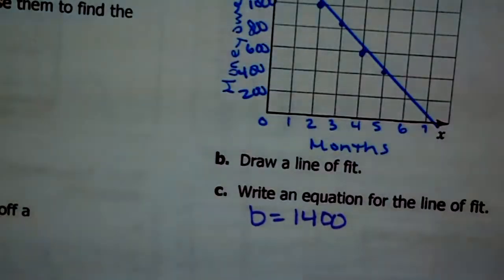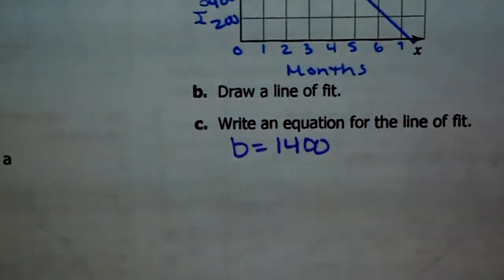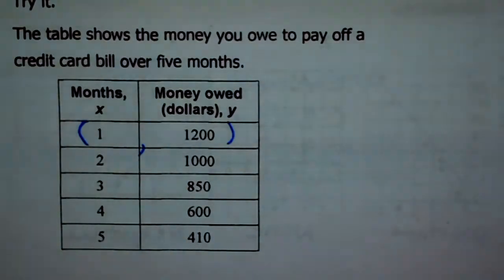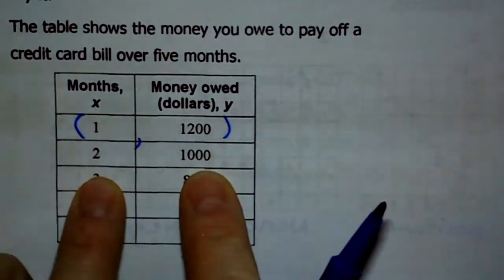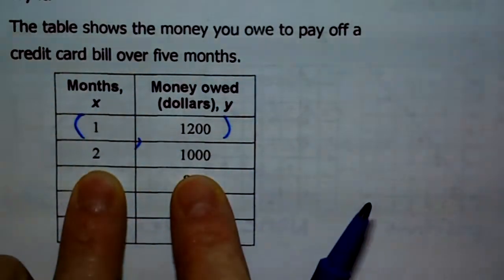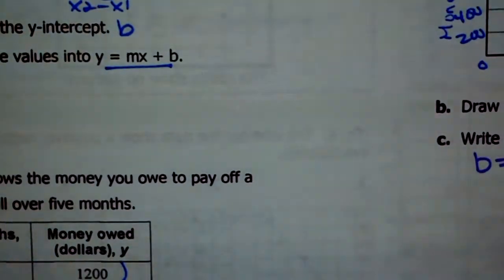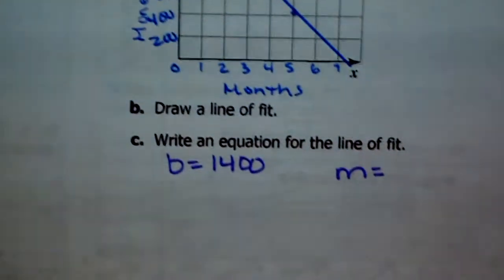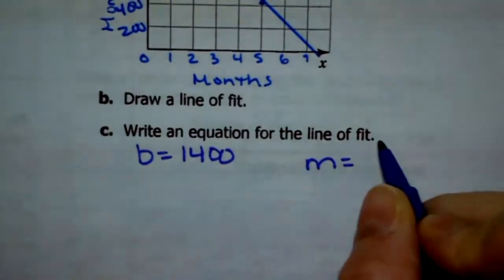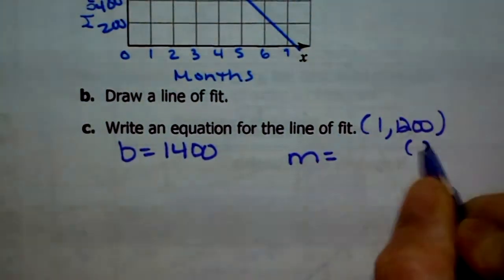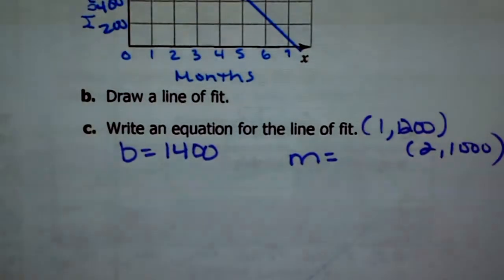Now I need the slope, right? And to find the slope, I just need 2 ordered pairs from this line. So let's look at our table. What ordered pairs would you like to use? It doesn't really matter. I like these numbers, so I think I'm just going to choose the first and second point. Why not? So my ordered pairs that I'm using, I think I'll list them out so you know where all this is coming from. To find the slope, I am going to use the 1 and 1200 point and the 2 and 1000 point.